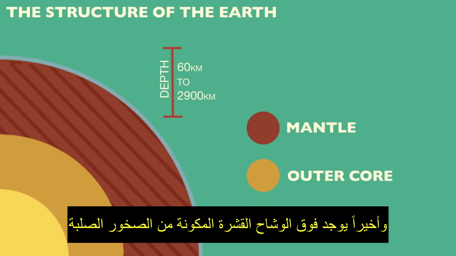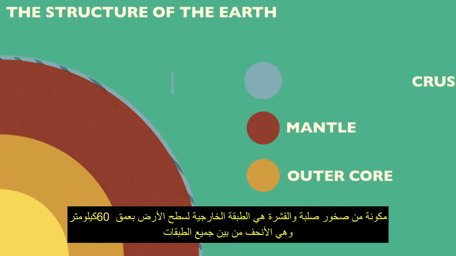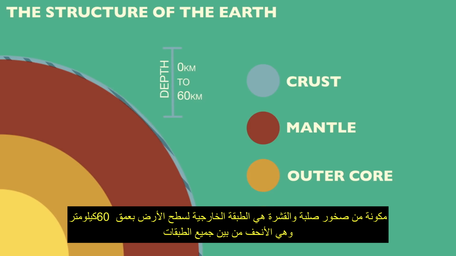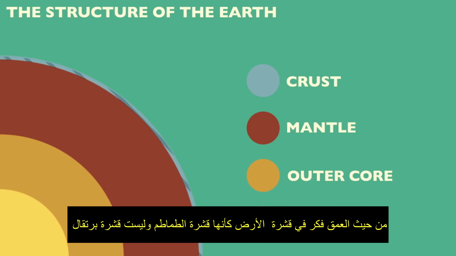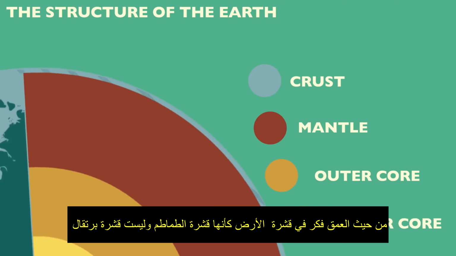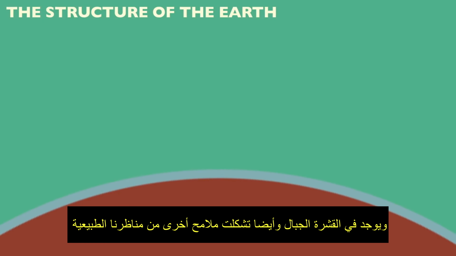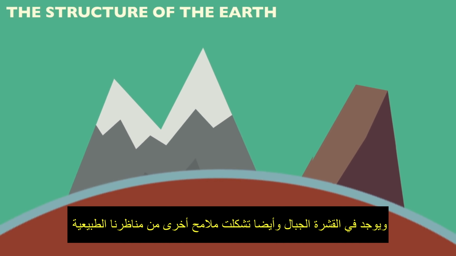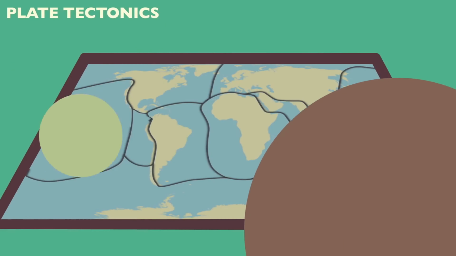Finally, resting on top of the mantle is the crust. Composed of solid rock, the crust is the outer layer of the Earth's surface. Between 0 and 60 kilometers deep, it is the thinnest of all the layers. In terms of depth, think of the Earth's crust as the skin of a tomato, not the peel of an orange. It is in the crust that our mountains and other features of our landscape are formed.